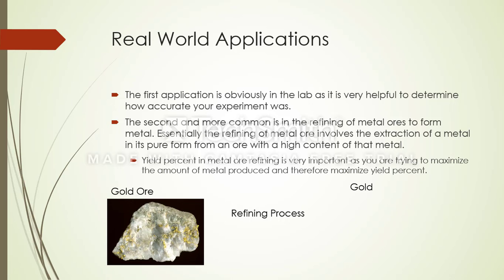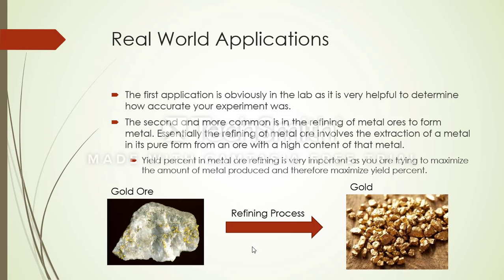So you start with something like this. This over here is a gold ore. You can see you have the gold flakes and then the rest of the mineral. And then you do your refining process. There are a ton of different refining processes. We won't really get into that today. You can look it up on your own if you'd like. But you do your refining process and then you get your pure gold here with your gold nuggets.